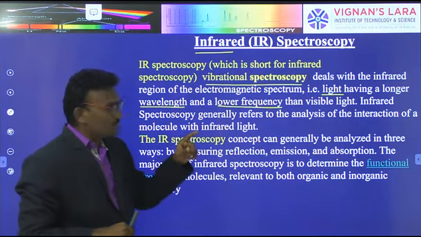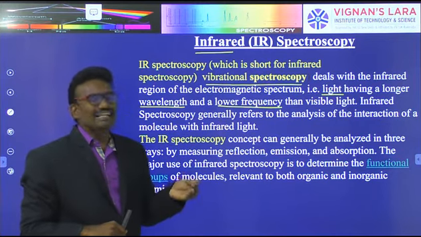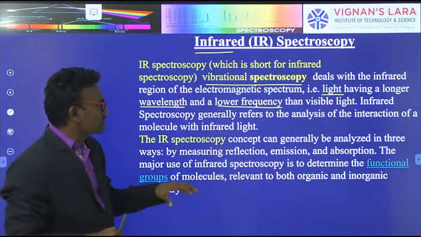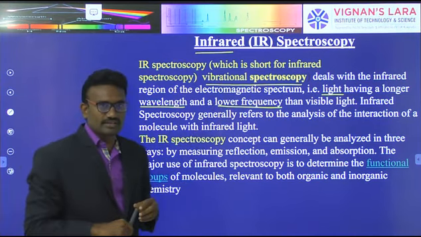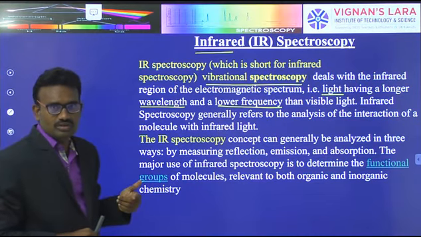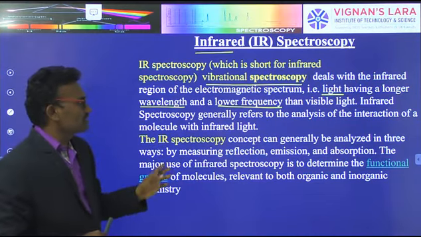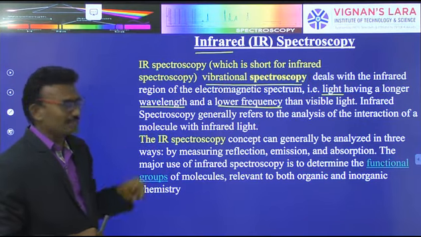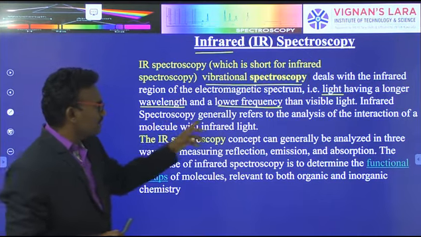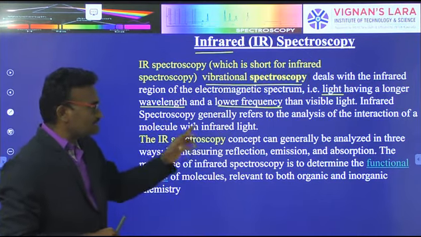IR spectroscopy requires a lesser amount of energy. It has less energy, so that's why it has lower frequency. But UV visible spectroscopy has higher frequency, shorter wavelength. But IR spectroscopy has a longer wavelength and a lower frequency than visible light.